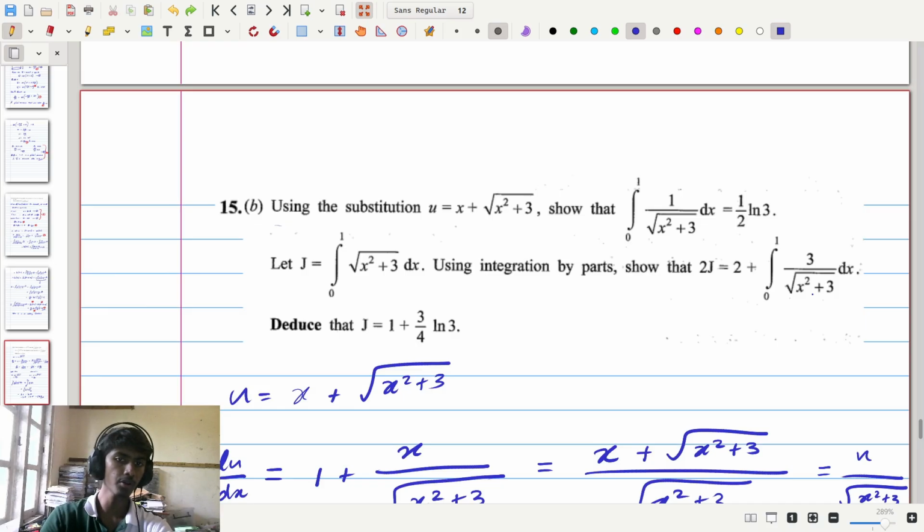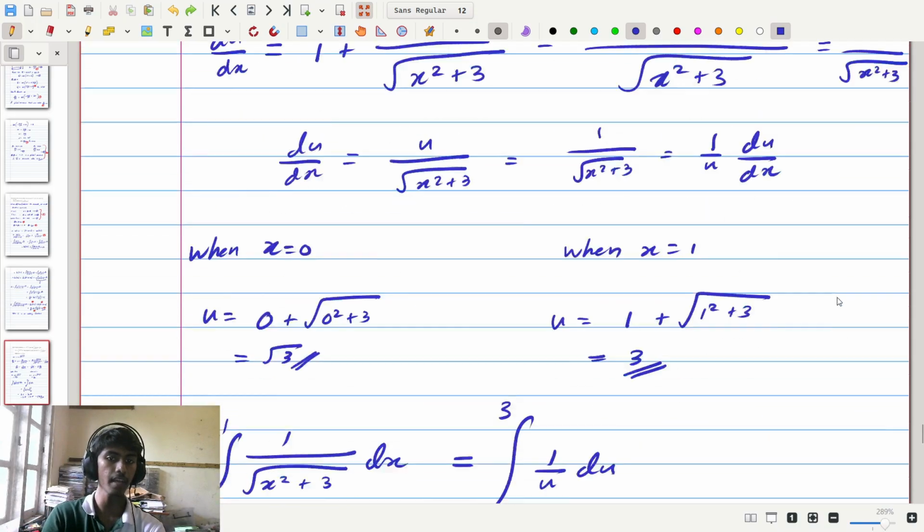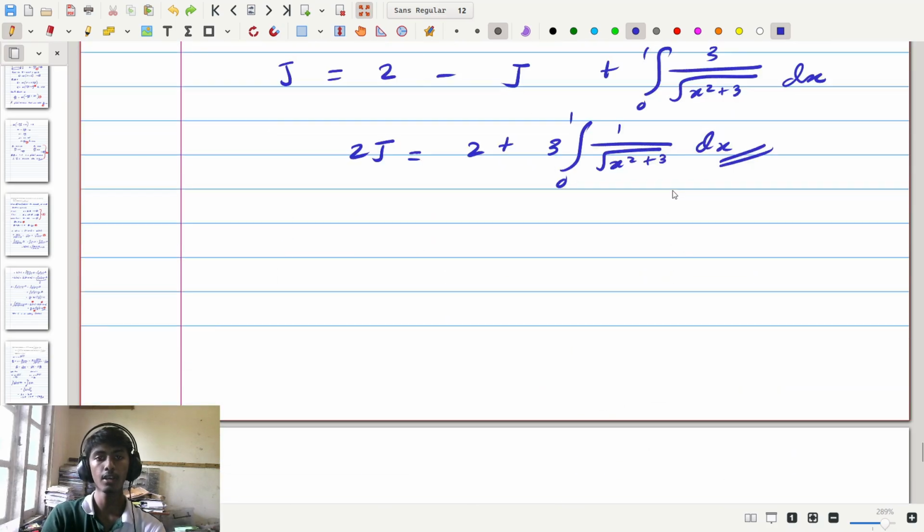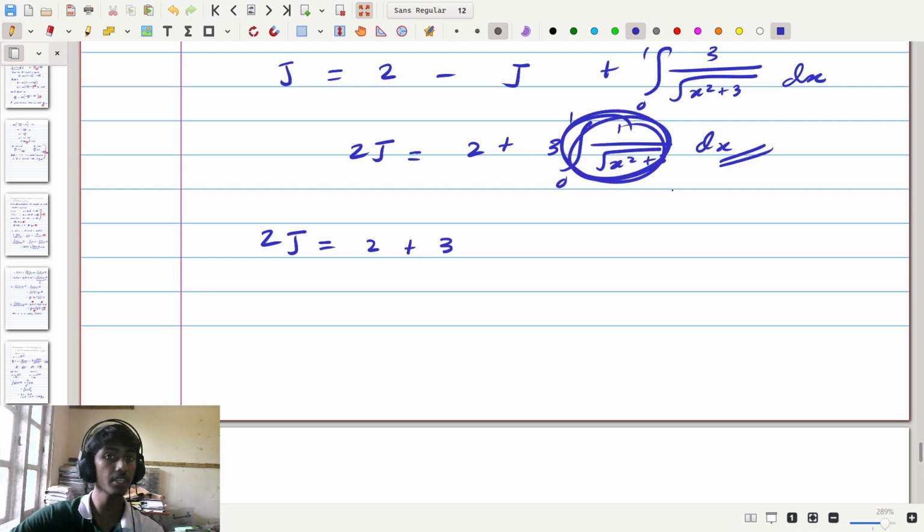Now in order to do this, what we're going to do is to use this result that we found earlier, where this integral is equal to half of natural logarithm of 3, and substitute it into here. As you can see, if we take the 3 out, we have the integral from 0 up to 1 of 1 over the square root of x squared plus 3, and that exact integral was previously found to be equal to half natural logarithm of 3. Therefore, if we go down, we can see we have 2j equal to 2 plus 3 times, and this thing right here is equal to 1/2 natural logarithm of 3.